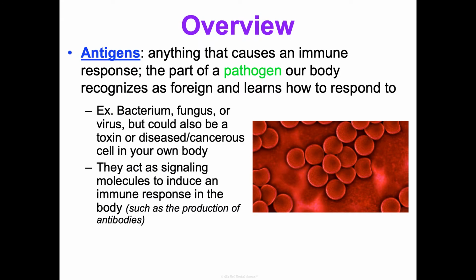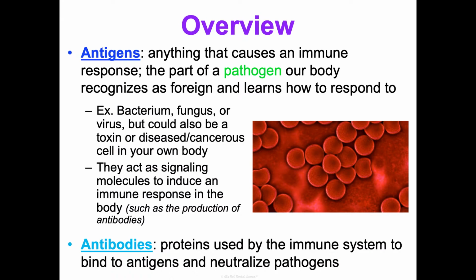Essentially, all an antigen is doing is acting as a signaling molecule, some part of something that signals an immune response in your body. And that response could be the production of antibodies. Antibodies are proteins that our immune system uses to bind to these antigens and then neutralize their effect on the body, or neutralize the pathogens, if specifically the antigen is on a pathogen.